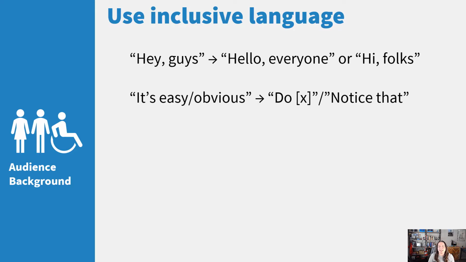Another common mistake is to say, oh, it's easy, you just do X, or it's obvious that this is occurring. Well, it might be easy or obvious to you, but it might not be to other people. And you're creating a barrier to the thing you're recommending someone do or notice just by your language. So instead of, it's obvious that, you could just say, notice that this is occurring.